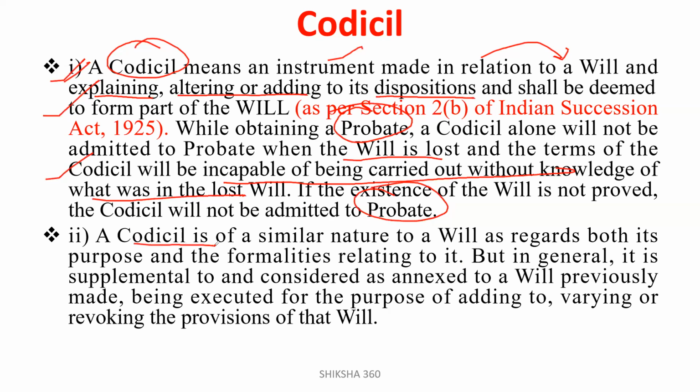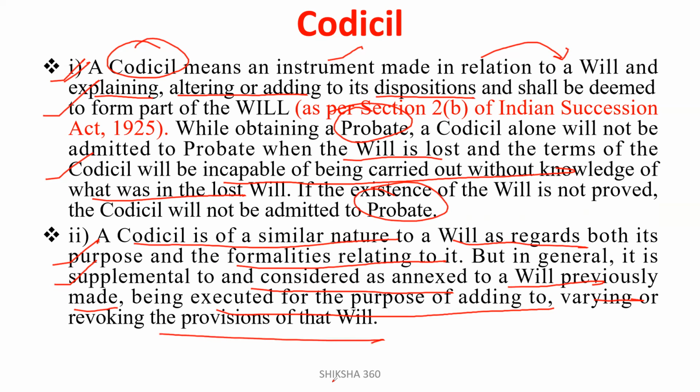A codicil is of a similar nature to a will as regards both its purpose and the formalities relating to it. But in general, it is supplemental to and considered as a next to a will previously made, being executed for the purpose of adding to, varying or revoking the purpose of that will. Clear? We can say that if there is any change going to be in the will, that is to be mentioned in an additional document that is to be known as a codicil.